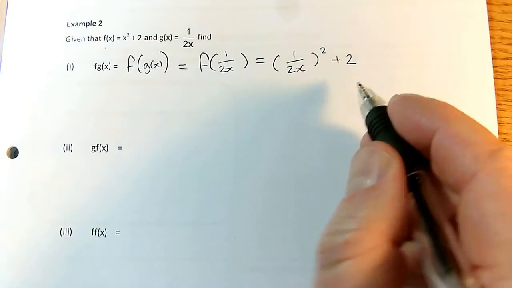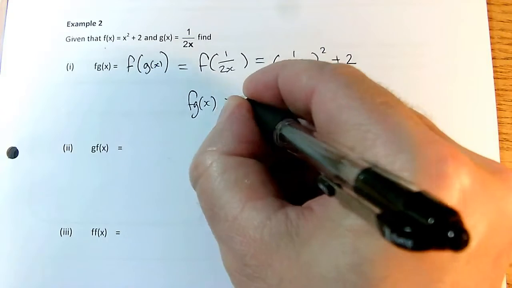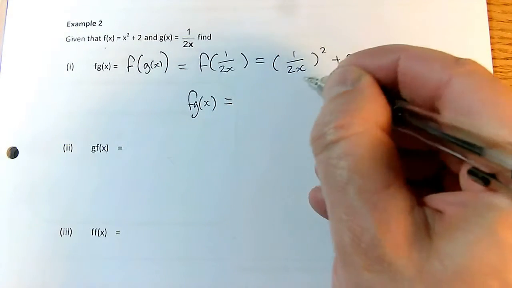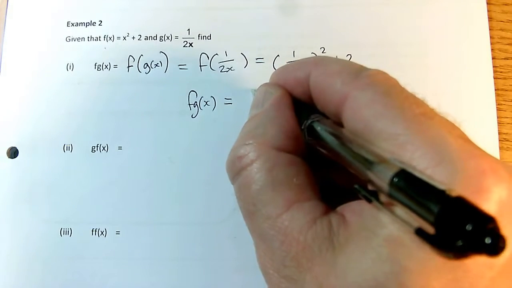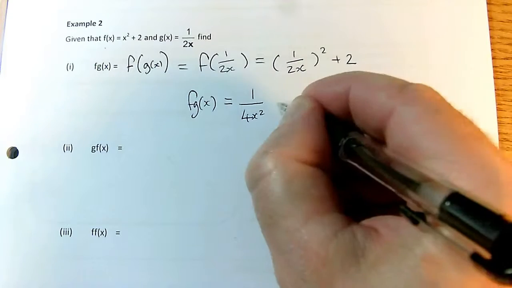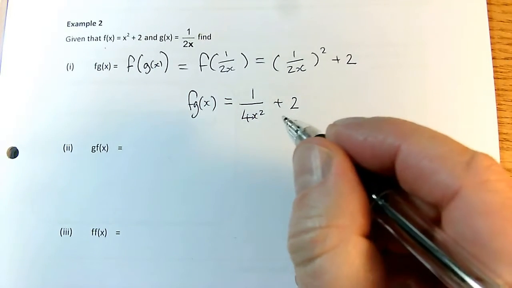So this is my fg of x. Fg of x equals... Now you could leave it like this. I'm going to choose to square the fraction. So you square the top and square the bottom. So it's 1 squared is 1 over 2x squared. That is 4x squared on the bottom plus 2. You could even do more mucking around with the algebra there, but that's good enough for me.